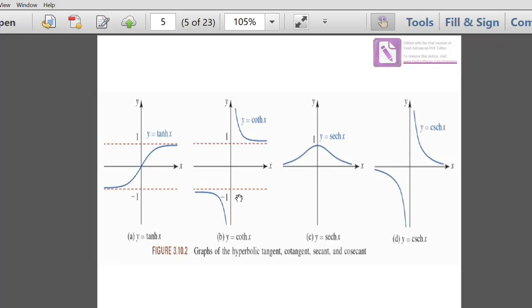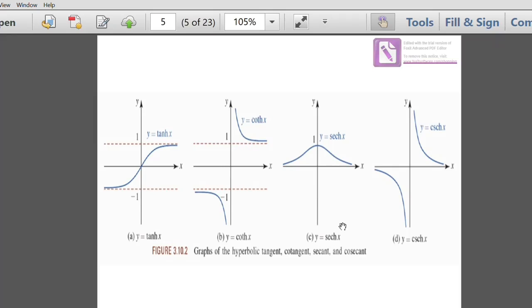For the hyperbolic cot, the domain can be any value of x except 0, because this function is not continuous at 0. So the domain will be from minus infinity to 0, then from 0 to infinity. For the range, we have the values for y from 1 to infinity, and from minus 1 to minus infinity. So the range will be all the values except the interval from minus 1 to 1.